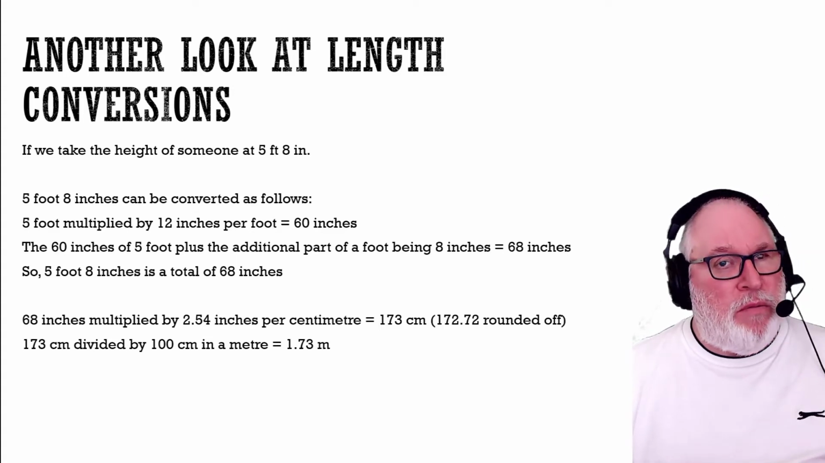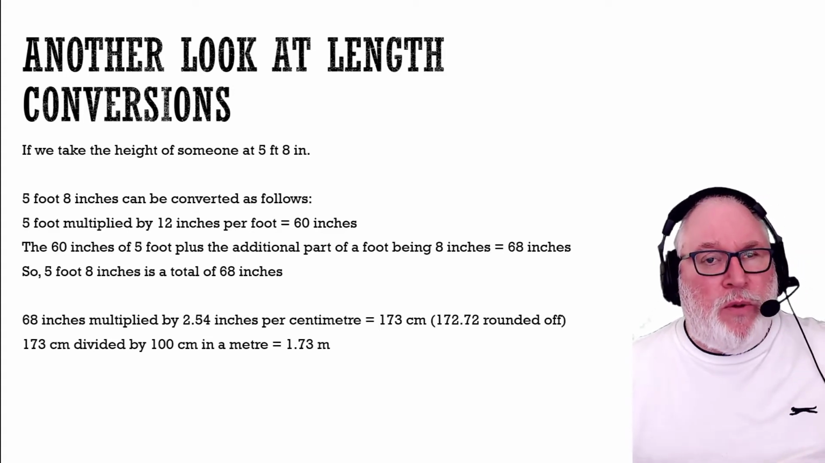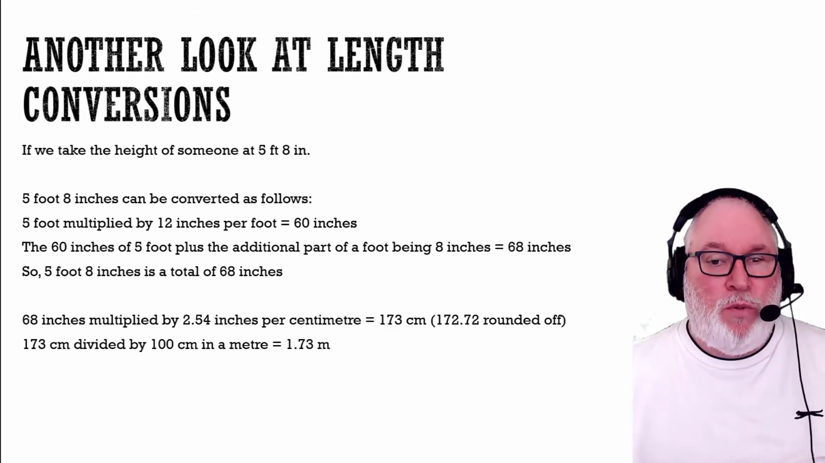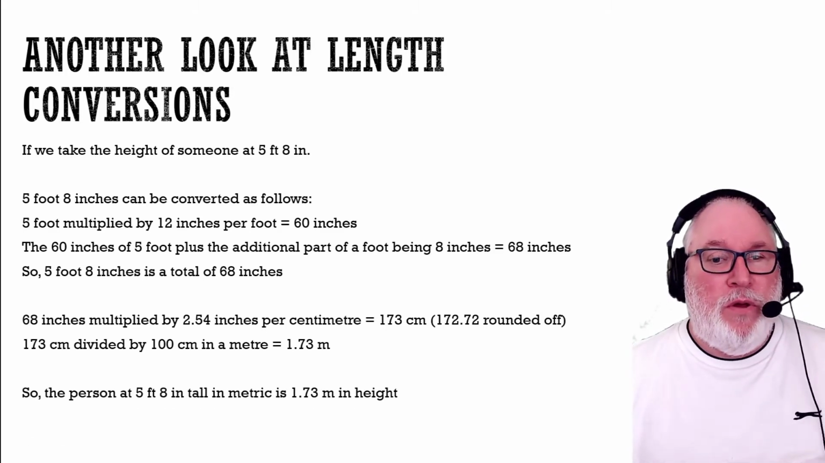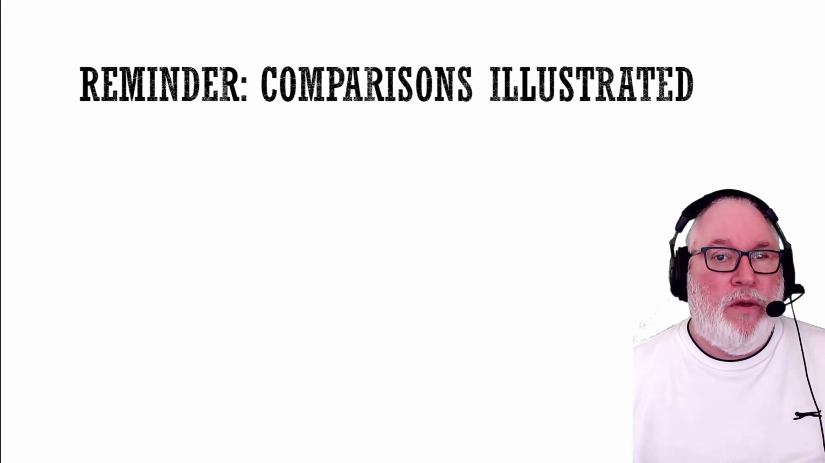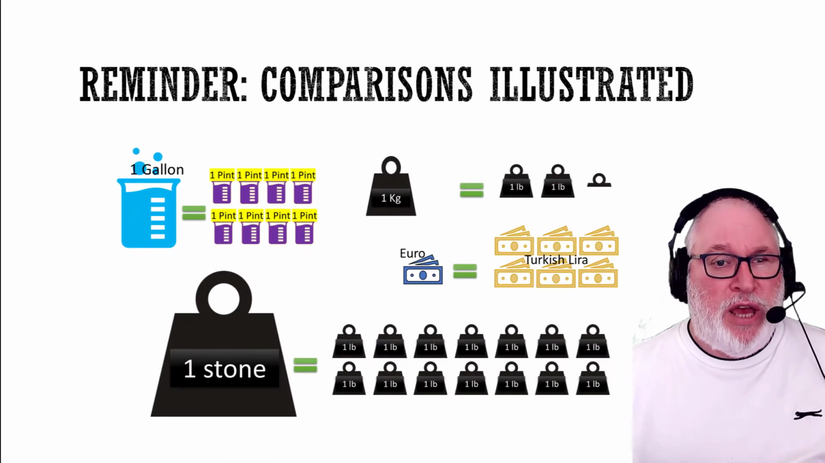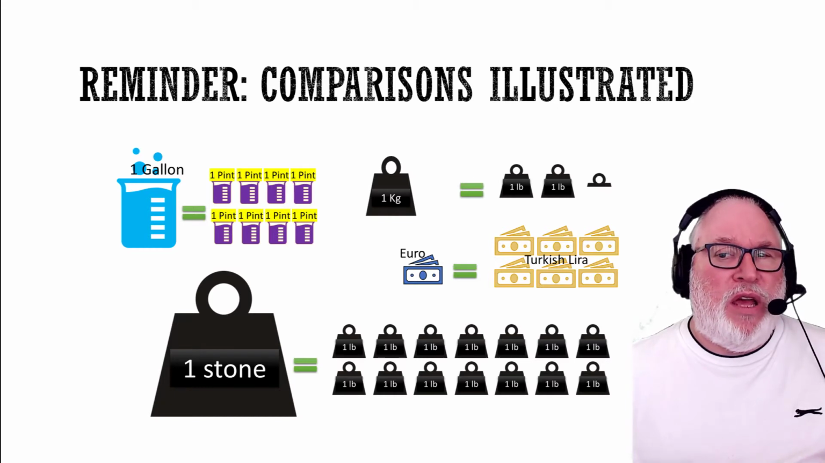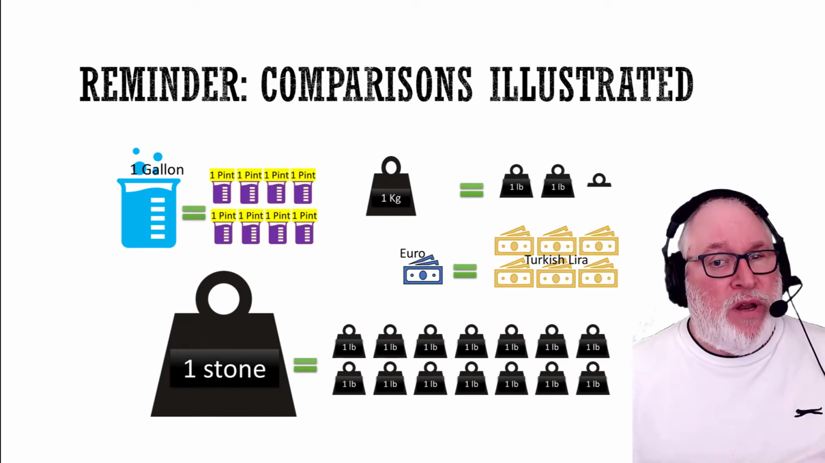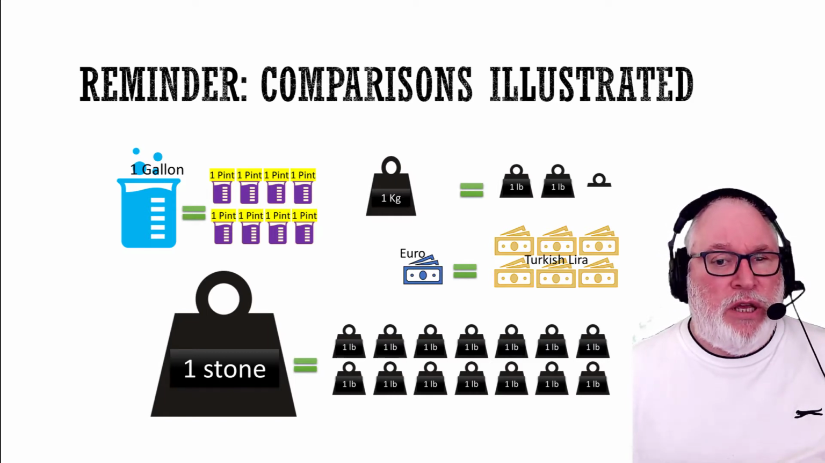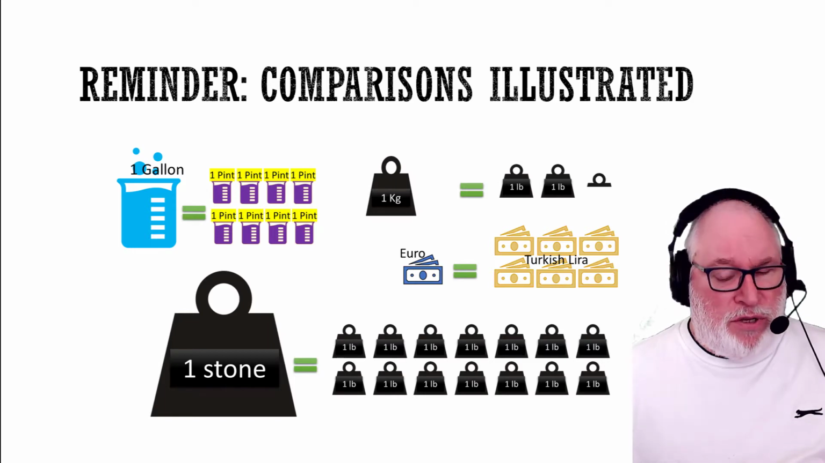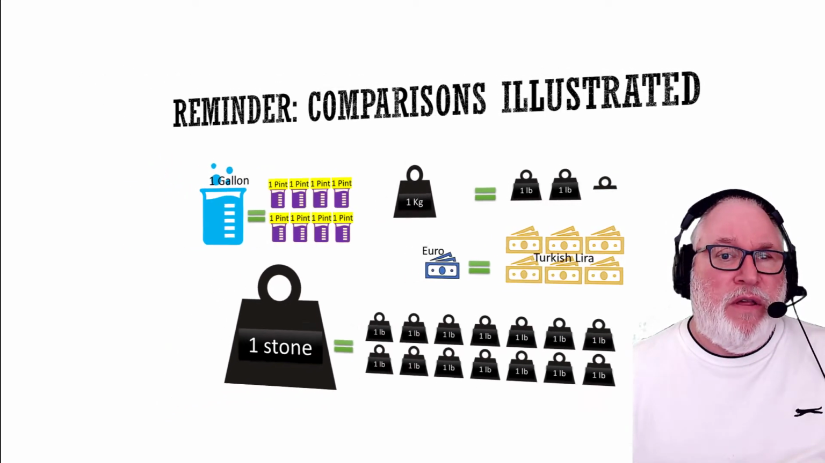So the old imperial 5'8". Somebody says, what is it in metric? How tall are you in metres? This is how you'd work it out. So just a reminder of some of the comparisons and illustrations of what we do through our life and how we convert from one unit into another. There are liquids, weights, currency, lengths, distances. So there are various different things that we would do.